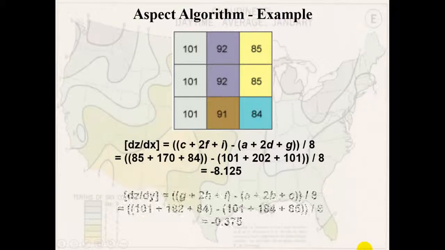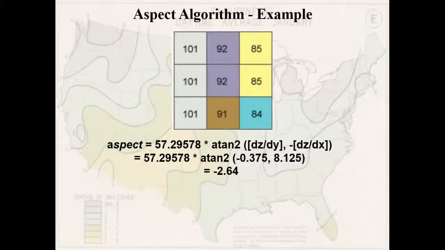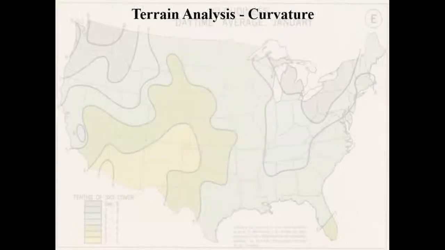Plug and chug, dz dx, dz dy. The aspect is minus 2.64. That is the mathematical number. We're going to have to convert that to compass. We convert it to compass, we get 92.64 degrees. And so there's your aspect. It goes through the elevation raster neighborhood operation focal, calculates aspect for every cell.